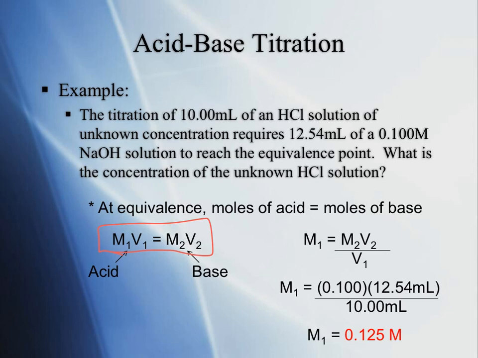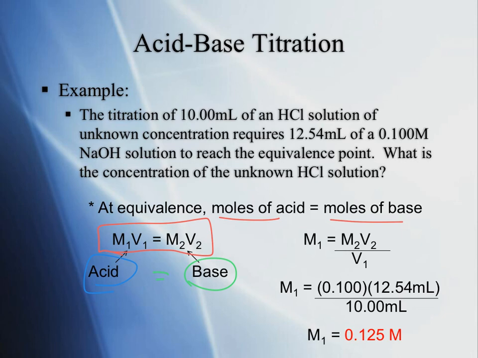So we're actually going to use this again for acid and base titrations, because at the equivalence point, remember, the moles of acid are going to equal the moles of base. So in this equation, if we plug in all of the left side with our acid information and all of the right side with our base information, acid is going to equal base at the equivalence point.